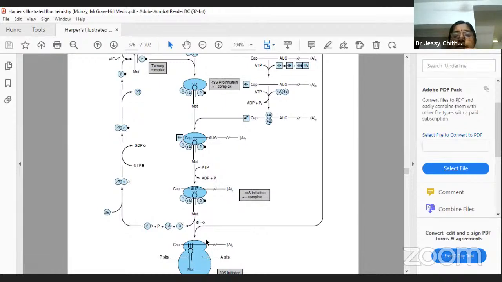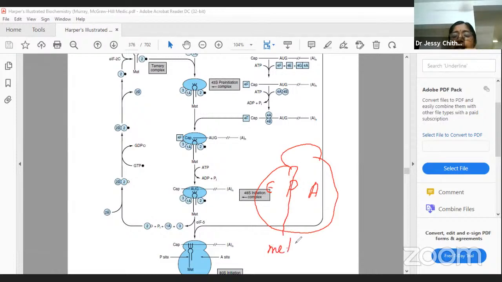Understand? So you can see that in the ribosome, there are mainly 3 sites: the P site, A site, and E site. At this P site, the initiator AUG-carrying or methionine tRNA is attached. So the A site is free. Now this complex will enter into the elongation phase.